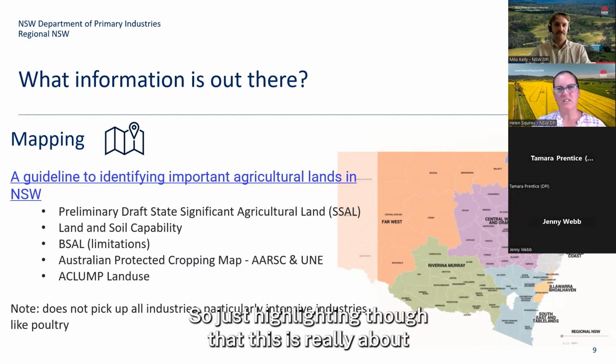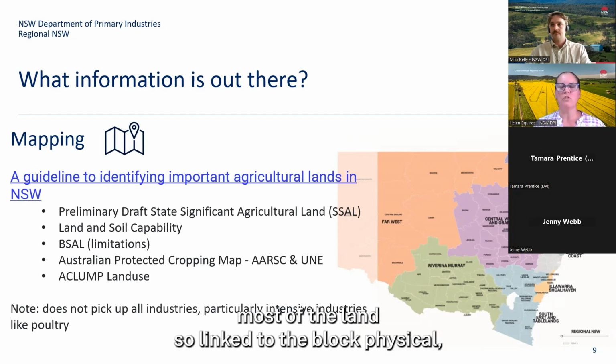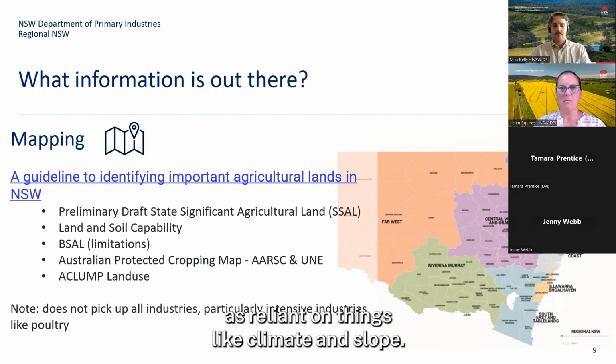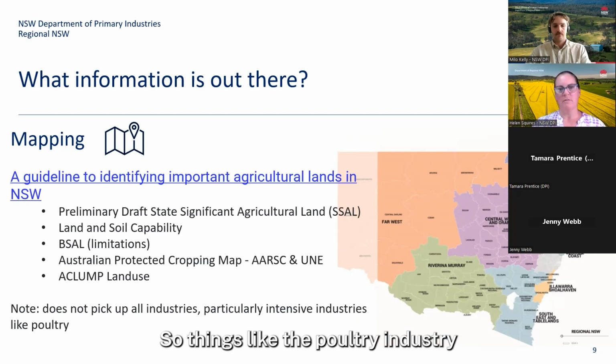So just highlighting, though, that this is really more about the land, so linked to the biophysical. So it doesn't quite pick up those industries that are not as reliant on things like climate and slope. So things like the poultry industry.